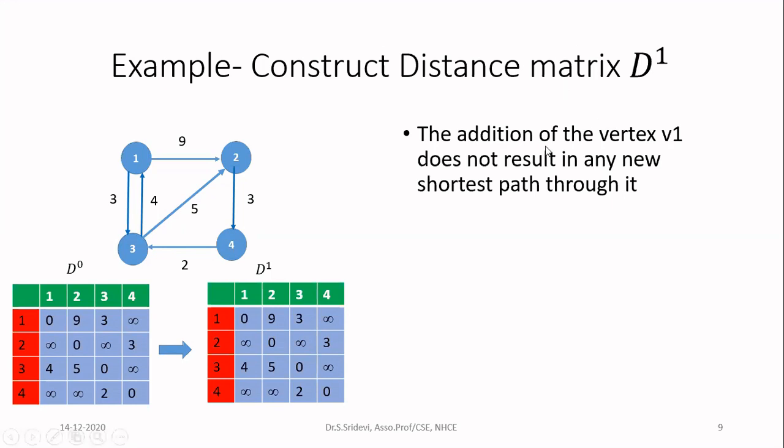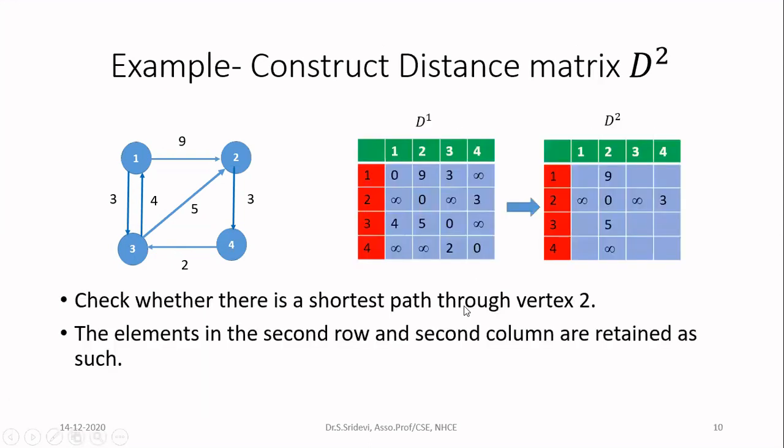The conclusion here is that the addition of the vertex V1 does not result in any new shortest path through it. So you have done everything with respect to the vertex V1. Now you have to check the next vertex V2. Totally we have 4 vertices, and we have finished with vertex V1. Now check whether the inclusion of V2 is going to reduce any distance. I have to now construct the matrix D2, and when I want to construct the matrix D2, I should start with D1.